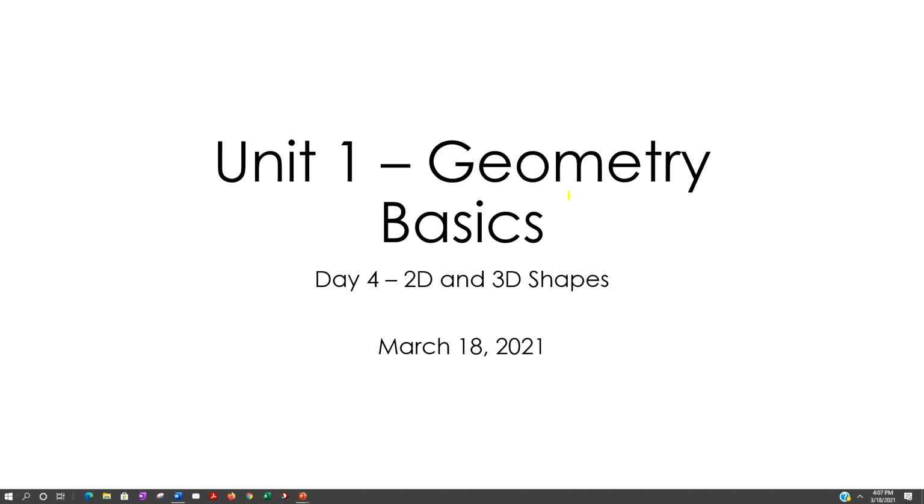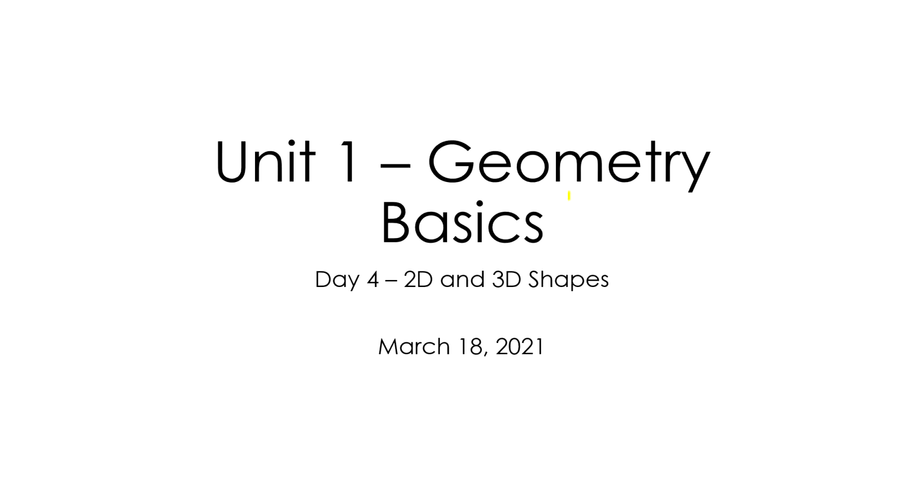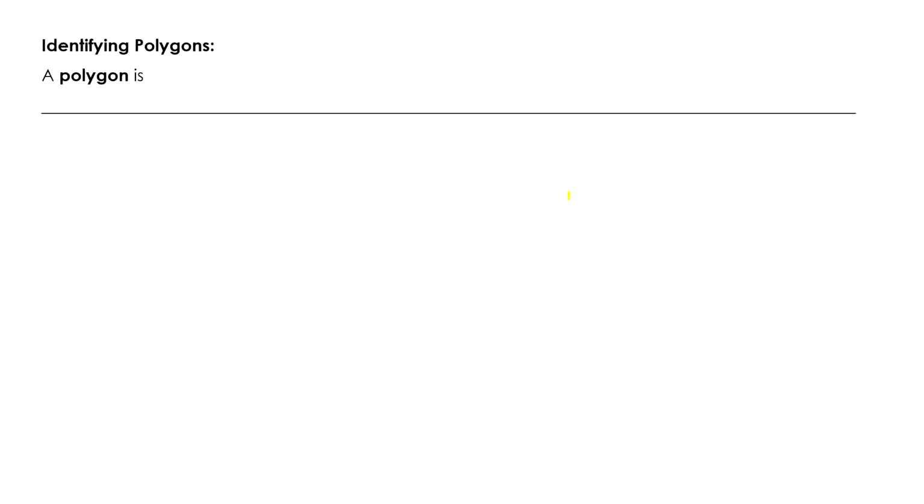Okay, everyone, we're working on shapes today, both 2D and 3D shapes. So we're doing area, perimeter, volume, and then surface area. And we're going to talk about some of the shapes too. So polygons, that's what we call the shapes.